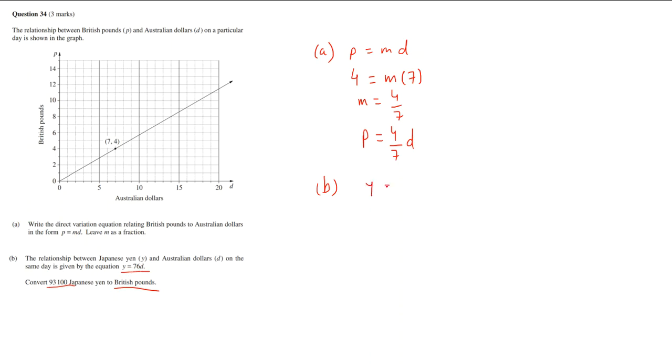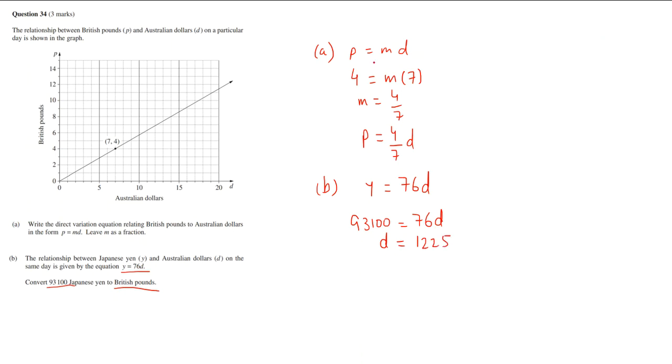So you know this is the relationship between dollar and yen. So plug in 93,100 is equal to 76D. Work out how many dollars that comes out to be. And that comes out to be $1,225.